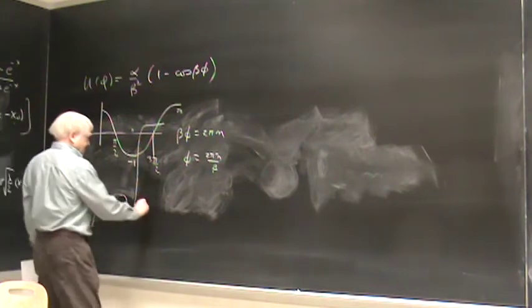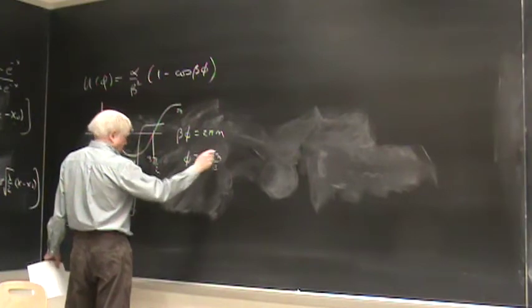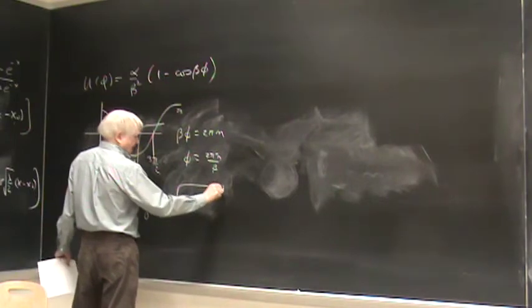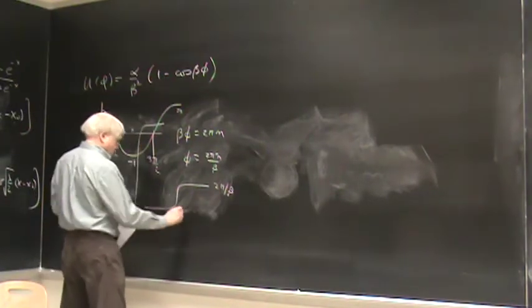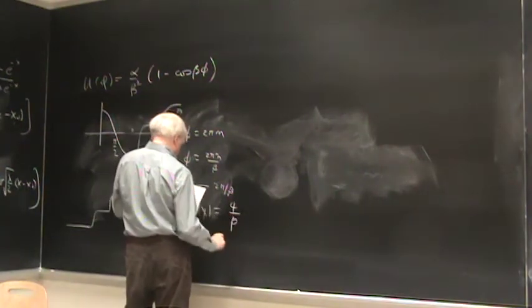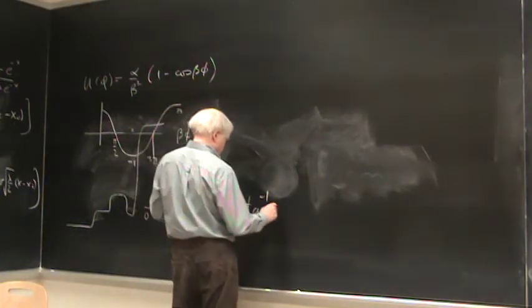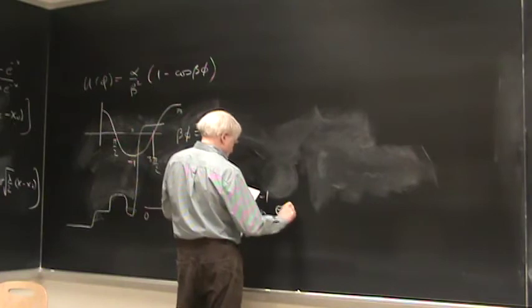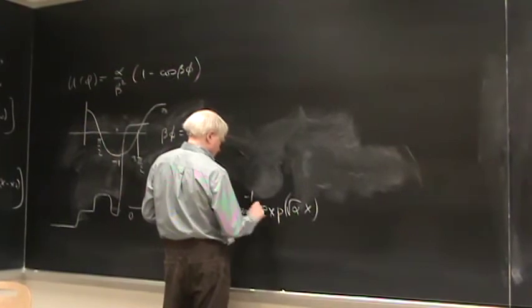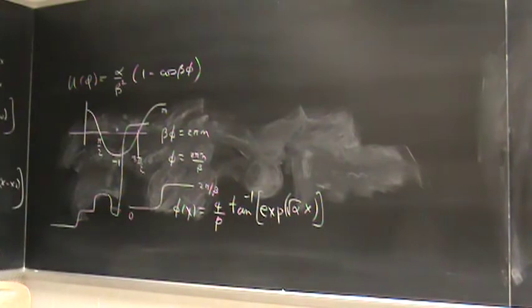However, the one that simply goes from, let's say, 0 to 1, in other words, it goes from 0 to 2 pi over beta, this solution is beta phi over 4 equals the angle whose tangent is, in other words, the arctan of exp of square root of alpha times x. So it actually has a rather funny sort of form.